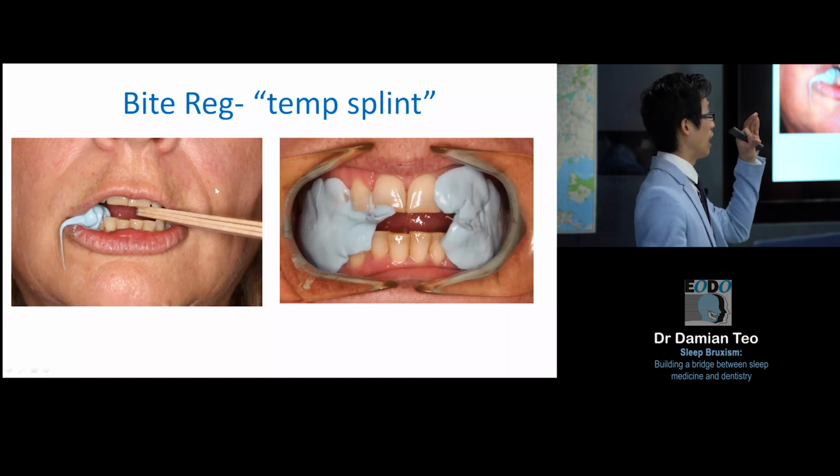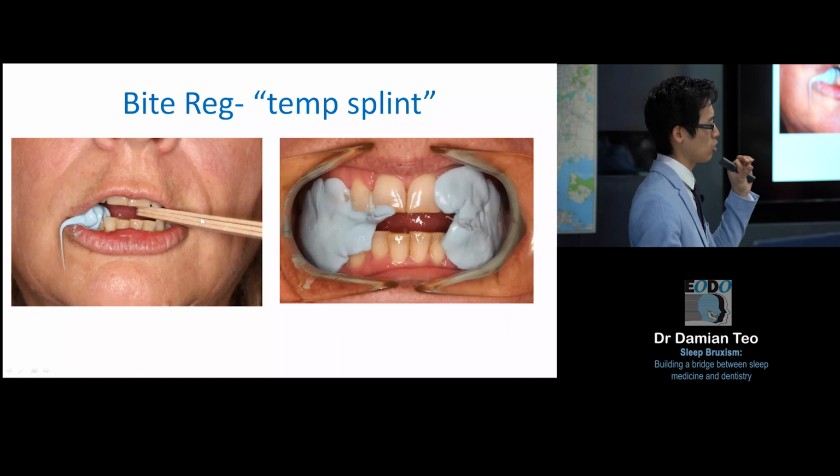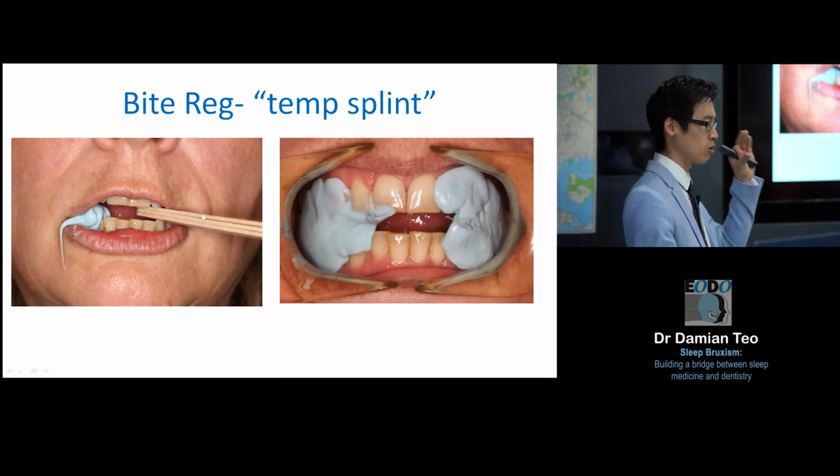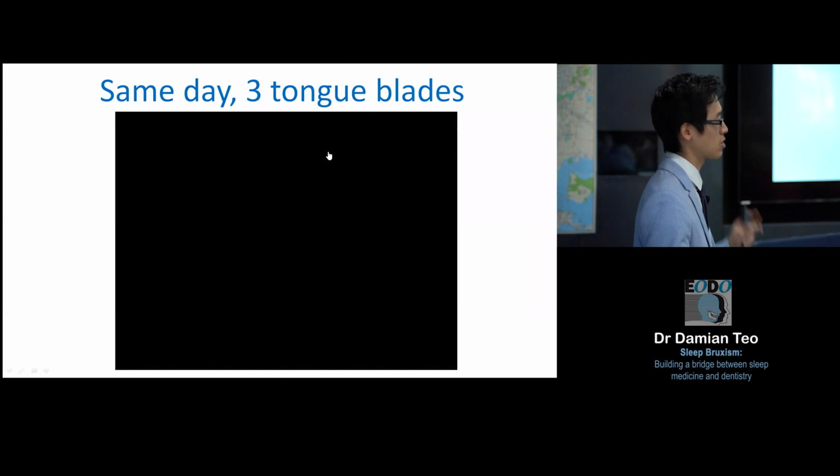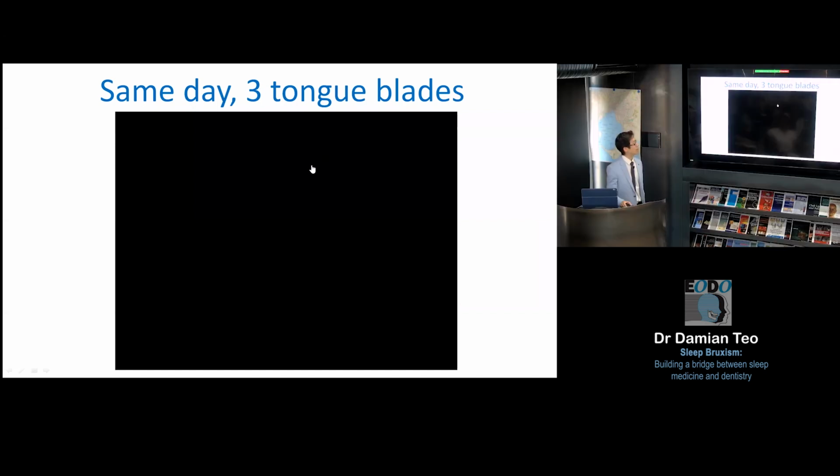5 tongue blades, and then we took it down to 3 tongue blades, and 2, then she found 3 was the vertical in her, using 3 tongue blades was best, and then I had to use this in her mouth, and within seconds, she had a huge improvement. So you'll be able to see, this is on the same day, just giving her a bite registration.